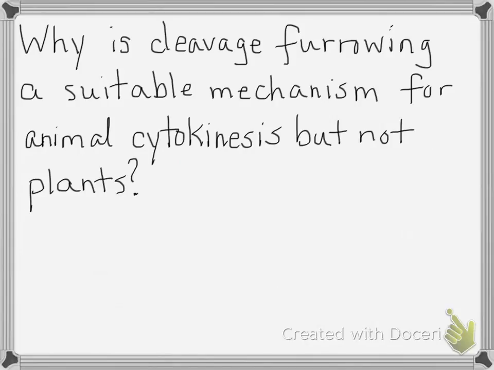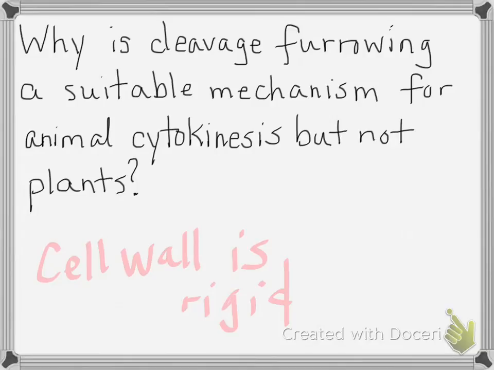Why is cleavage furrowing a suitable mechanism for animals but not plants? Because the cell has got a cell wall. The cell wall is rigid, so it won't furrow in. The cell wall is rigid or too firm, and it won't furrow in.